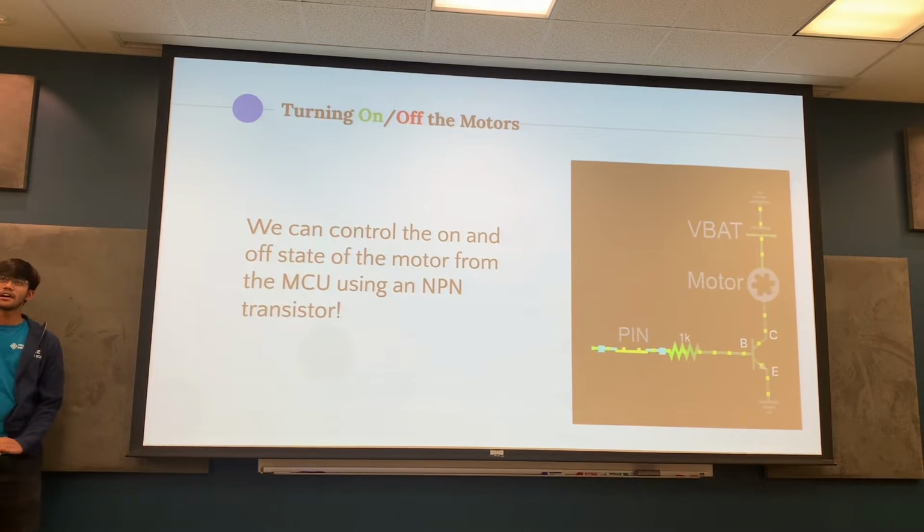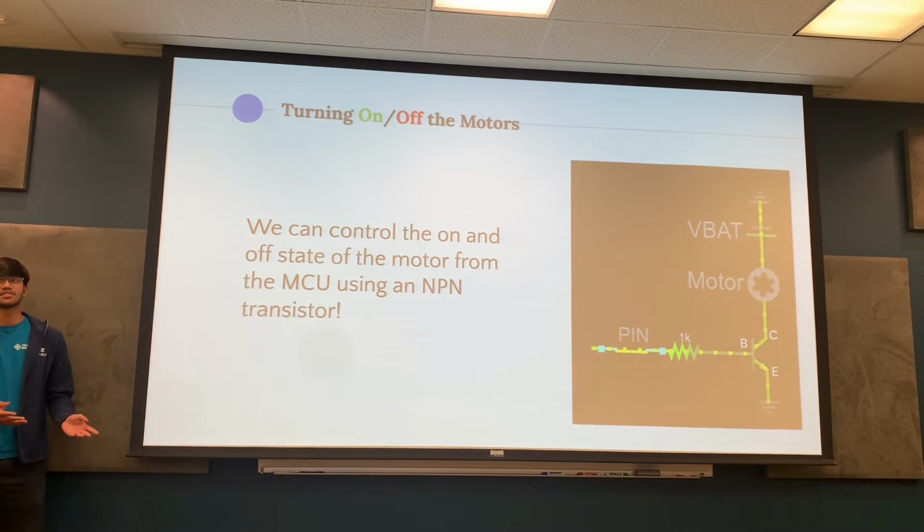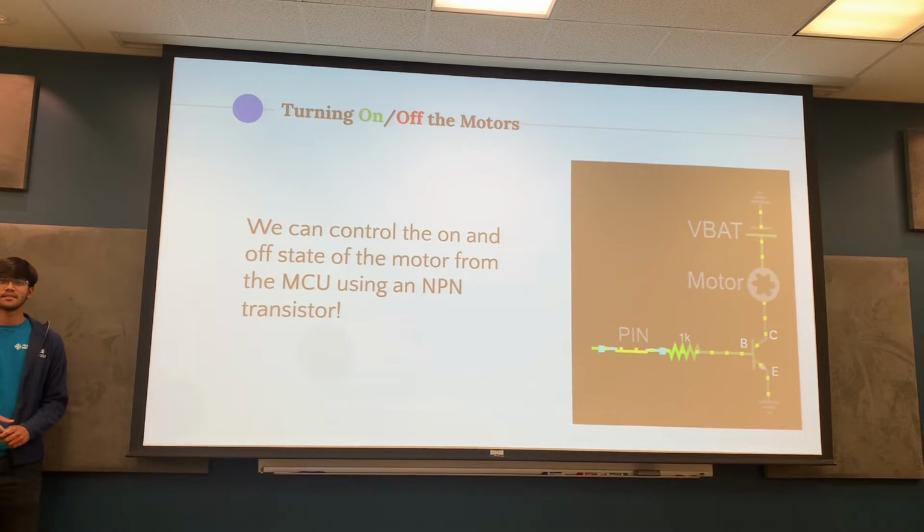Okay, and so now for turning the motors on and off, we can control the on and off state of the motors by using the microcontroller pin, sending an on or off signal to the base pin of the transistor. So are there any questions about how this part works? What's the MCU? The microcontroller unit. That's basically the central brain of the robot.